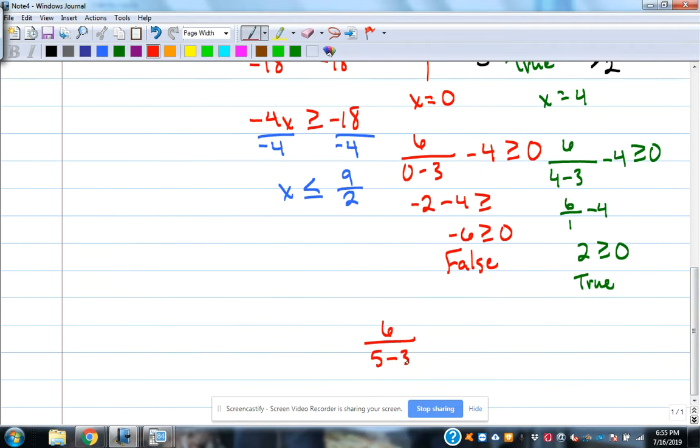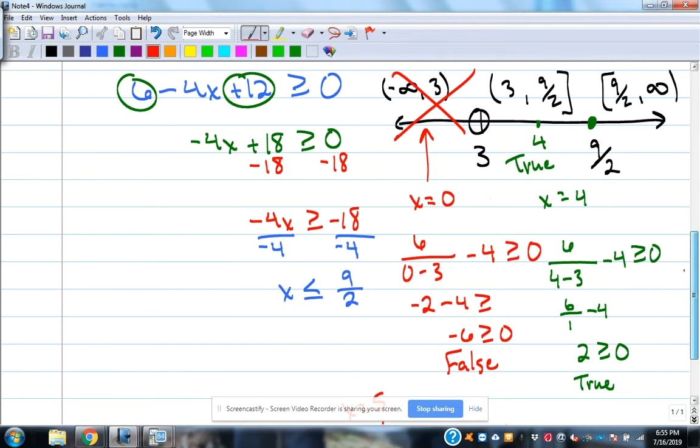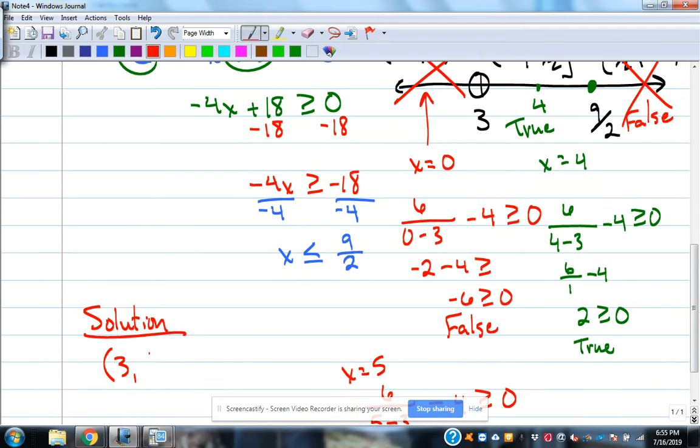6 over 5 minus 3 minus 4, is that greater than or equal to 0? I'm checking x equals 5. So that'd be 6 over 2 minus 4. So that'd be 3 minus 4 is -1. Is -1 bigger than 0? No, that's false. So this area is also false. Okay, so it's out. So that means my solution is from 3 to 9 over 2 bracket, because that was the only one part that was true.